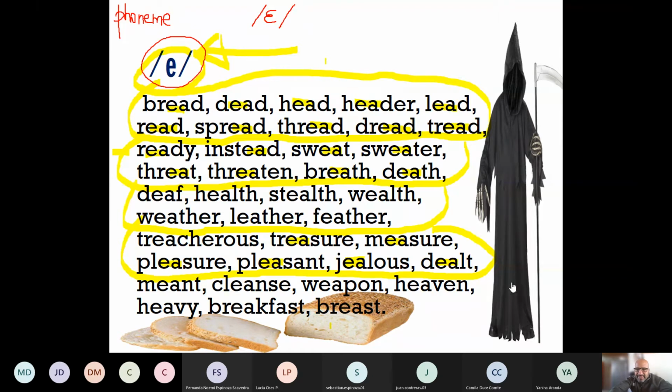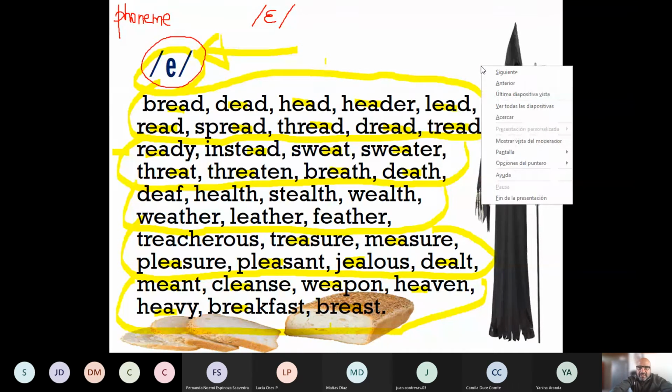Thank you so much, Juan Contreras. Can I have Matias Diaz read this last selection, please? Matias, can you read aloud this section, please? Thank you so much. Meant. Cleanse. Weapon. Heaven. Heavy. Breakfast. And breast. Very well done.